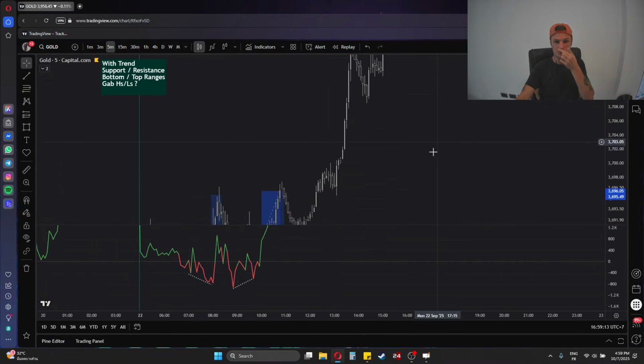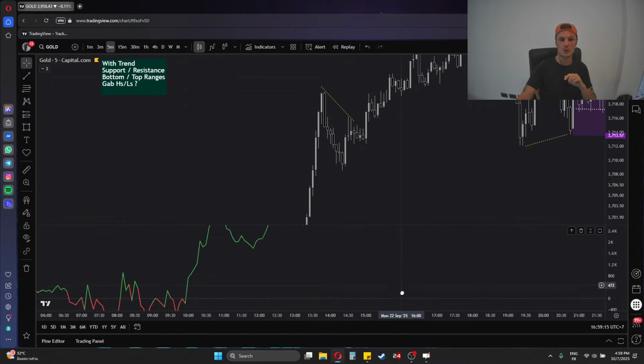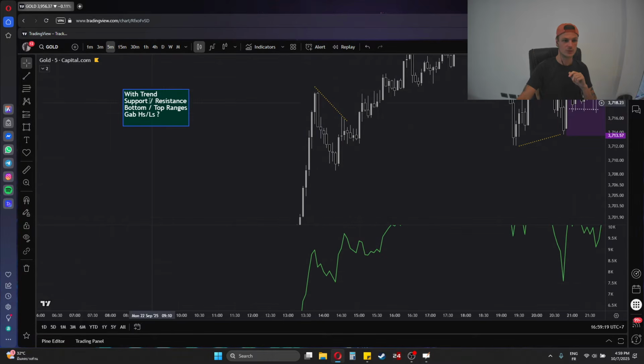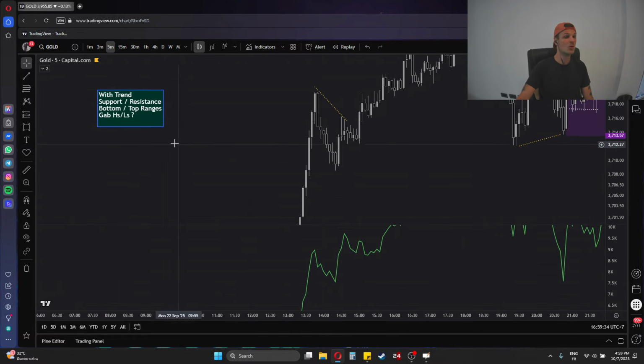Okay, moving on to another trade, an example of what not to do. Going against the trend. Our first rule, by the way, we go against the trend, we trade at support or resistance. We go with the trend, we trade at support or resistance, or we trade bottom and tops of ranges, and we see if we grab some highs or some lows. You don't need to have all of that, but the more you have, the better it is.